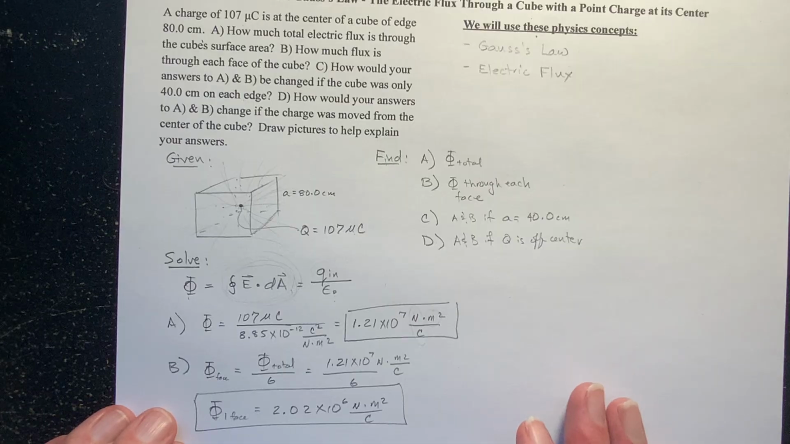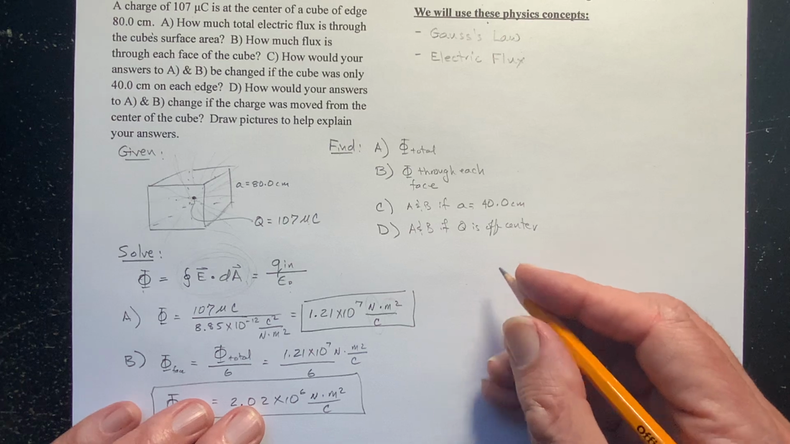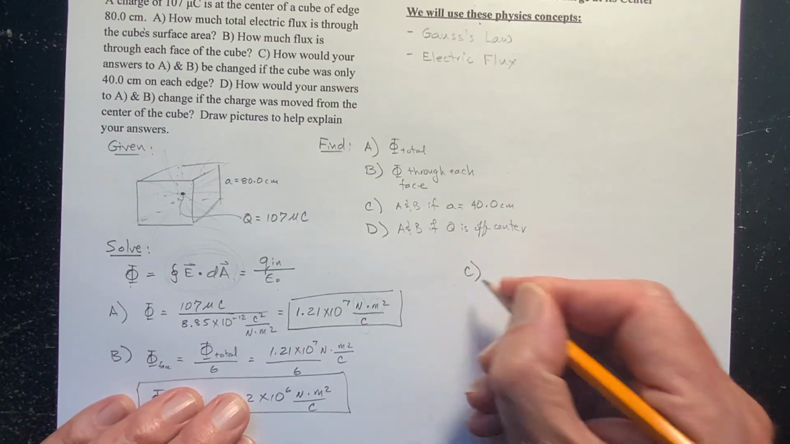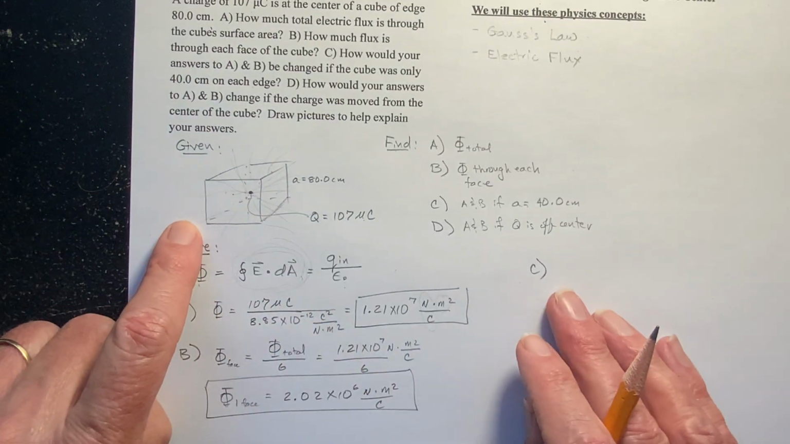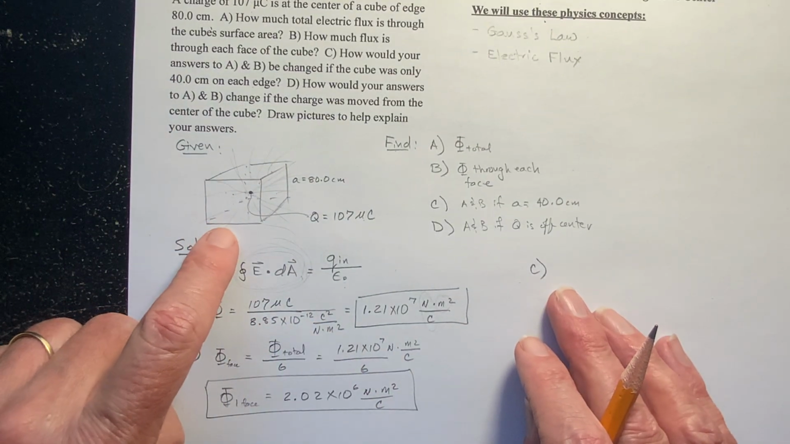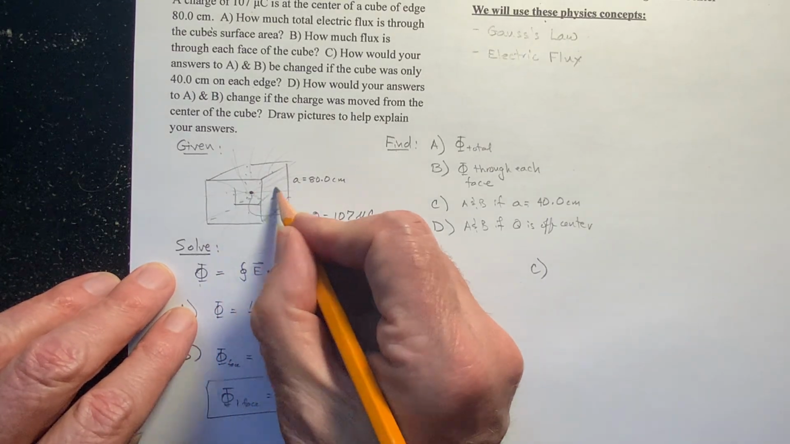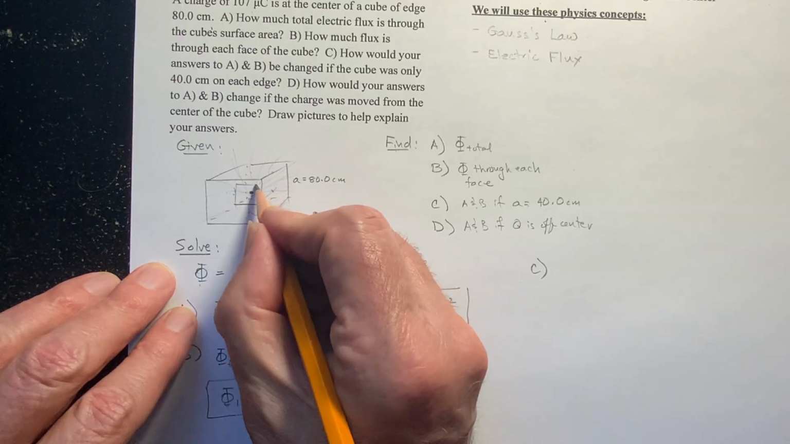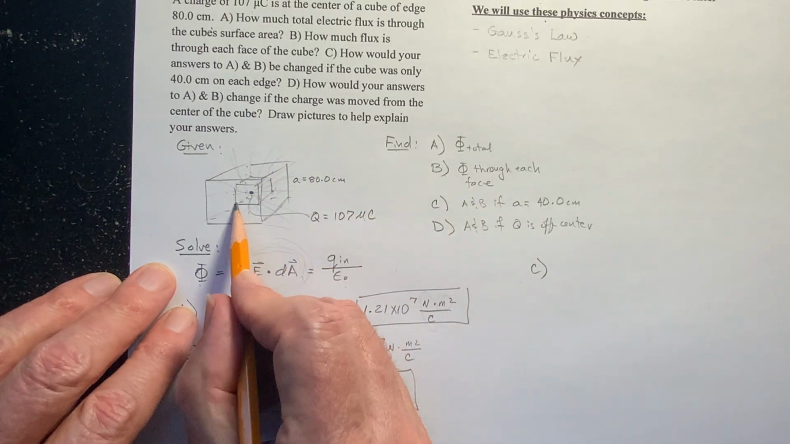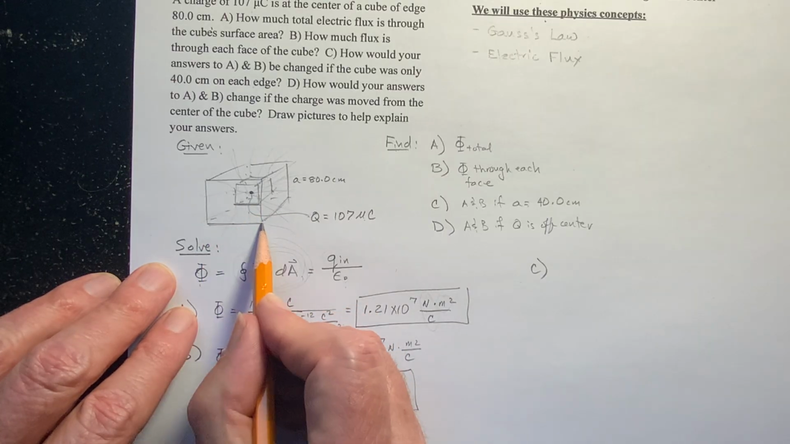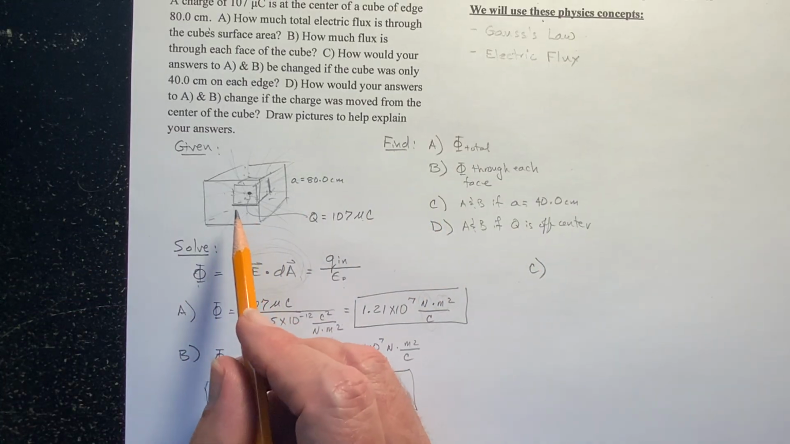Okay. Now we get to the fun part, part C. What if I took this cube and made each side half as big? I'm just going to draw it on here. Well, what would that look like? If this side is half as long, I tried to draw it about half as long. I think I did a reasonably good job of that. But what do you notice?